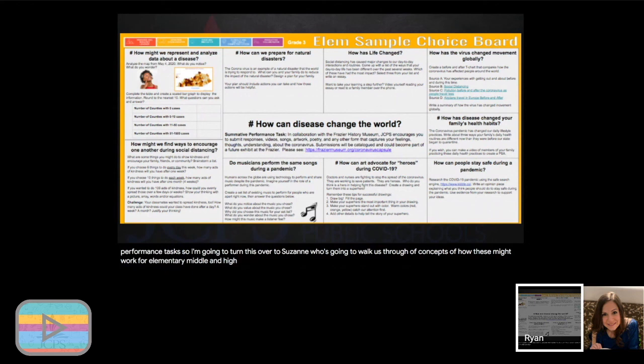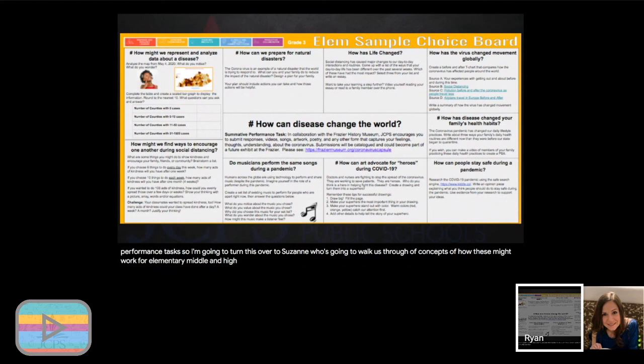So here you can see the elementary choice board for third grade. And what you'll see on both the elementary and middle is that you have the same compelling question and the same summative performance task as in the high school.